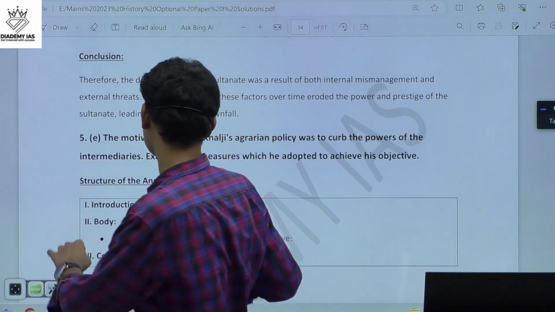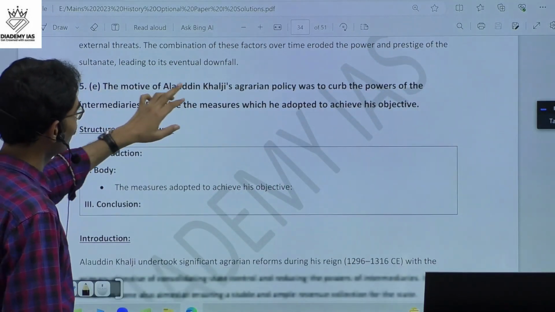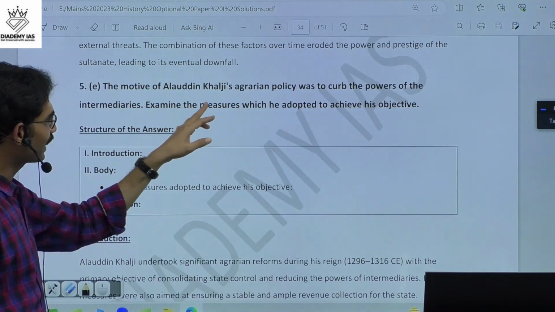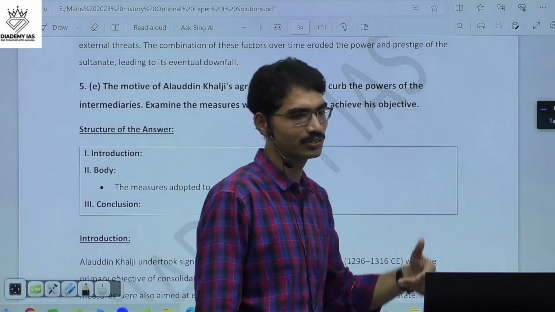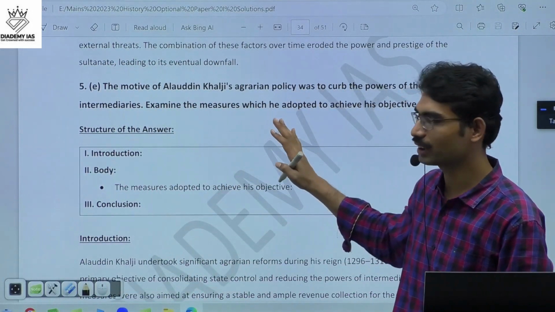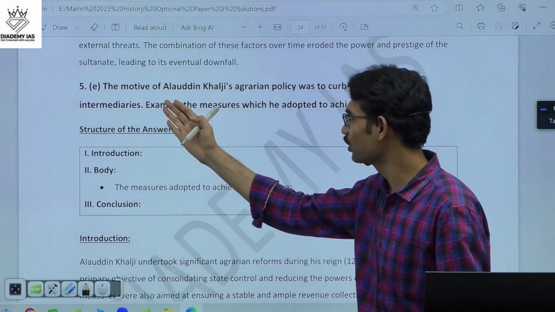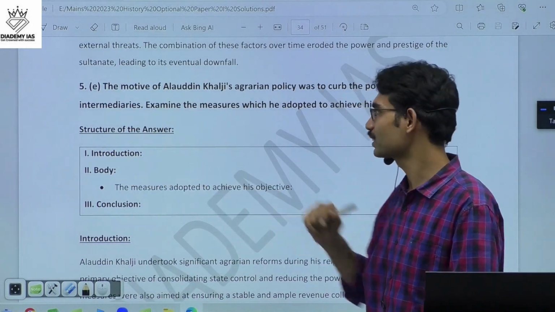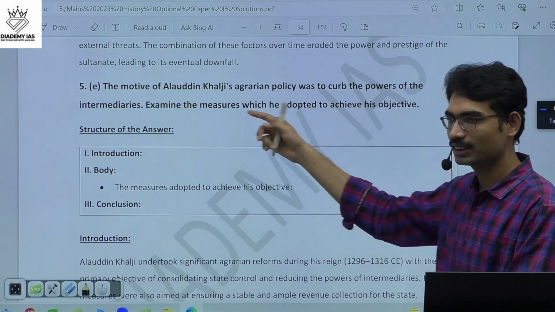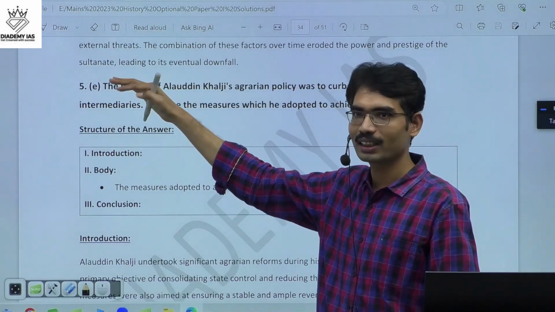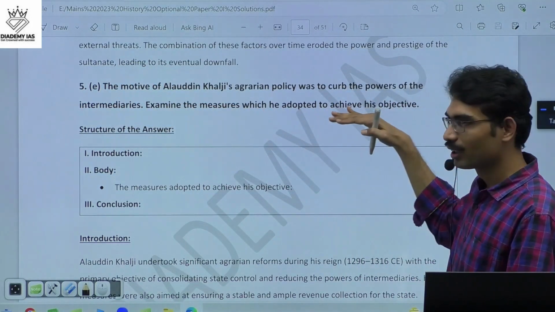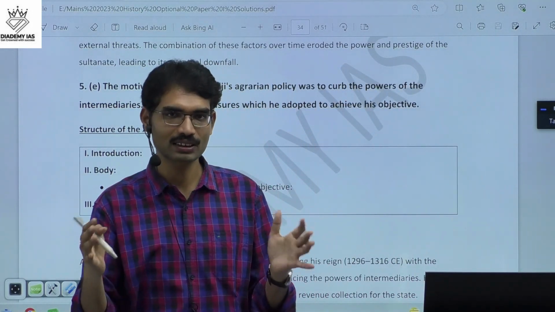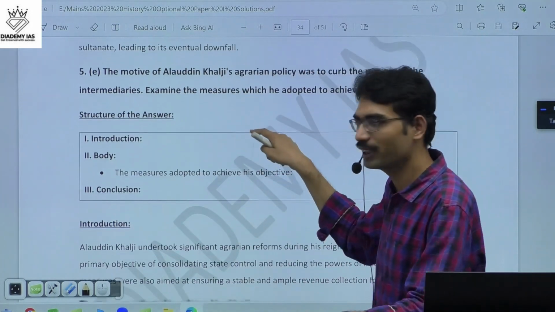Okay, now, fifth question. The motive of Alauddin Khalji's agrarian policy was to curb the powers of intermediaries; examine the measures which he adopted to achieve his objective. It is also a straightforward question. Simply it is asking about Alauddin Khalji's agrarian policy and what are the various measures he has taken. We have just seen the Mongol threat. One of the reasons he brought agrarian policies was the circumstances he was living in.